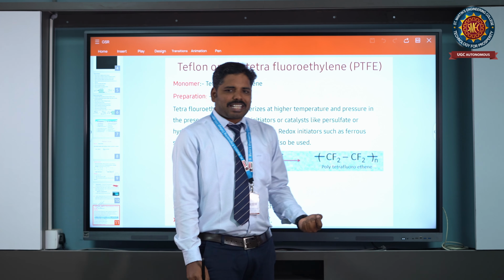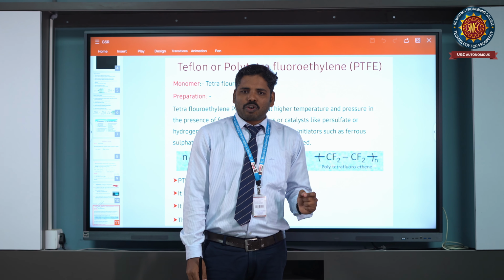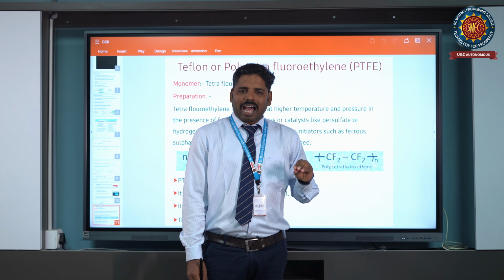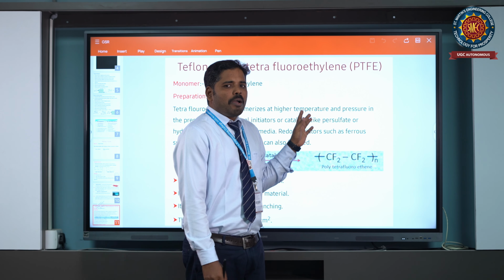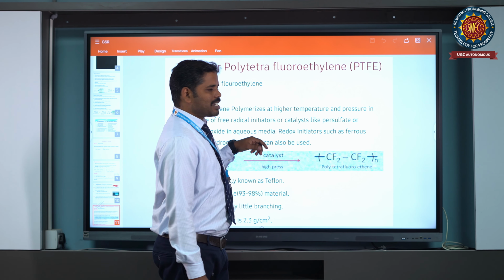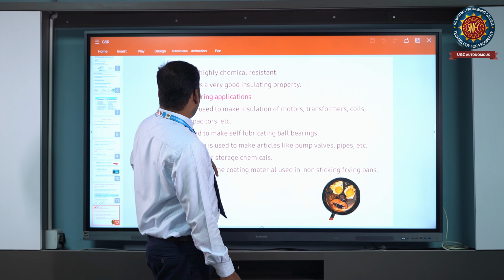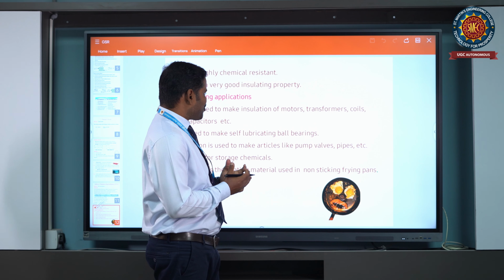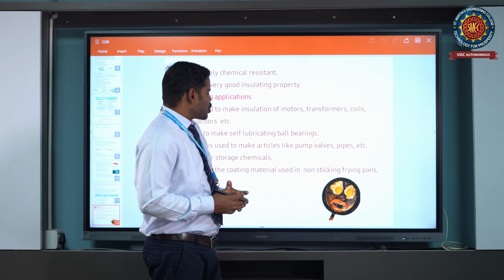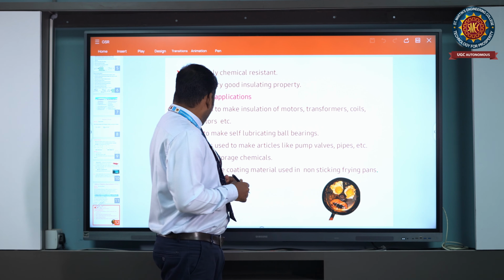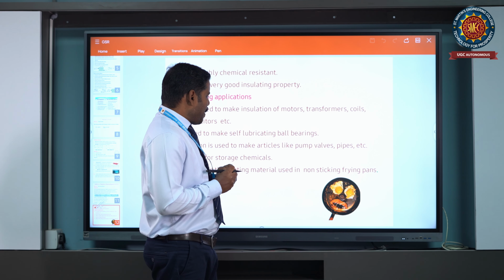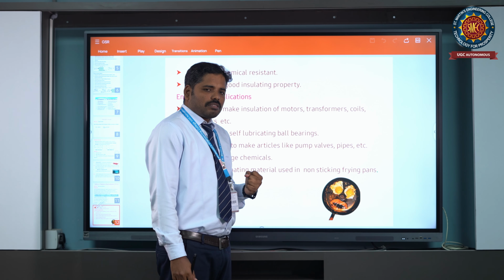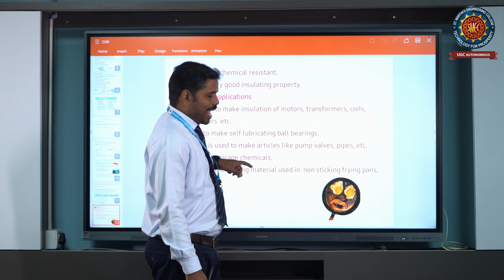Next one, another example of a thermoplastic: Teflon. Tetrafluoroethylene is the monomer. In the presence of a catalyst, hydrogen peroxide, at high temperature and high pressure, it gives polytetrafluoroethylene. This is the commercial name of Teflon. What are the engineering applications? It is used to make insulation for motors, transformer coils and capacitors. It is used for seals, lubricants, and oil bearings. Teflon is used for articles like pump valves, pipes, etc. It is also used for chemical storage tanks.